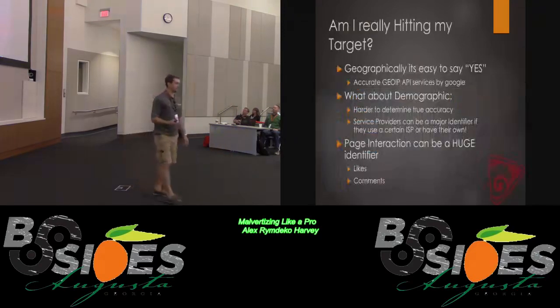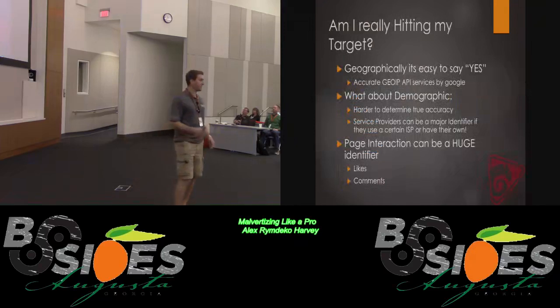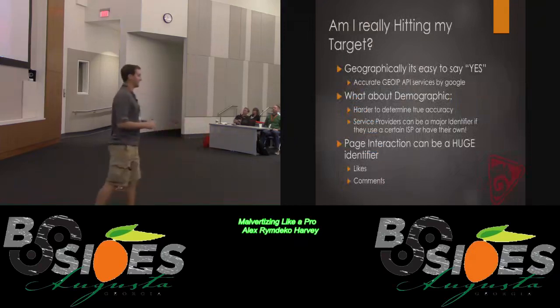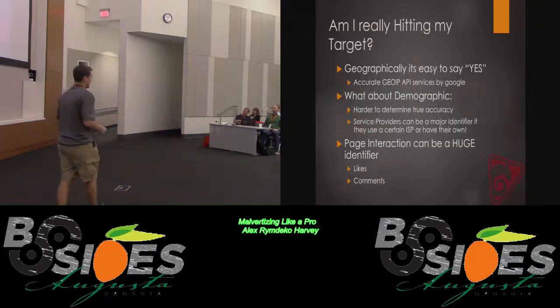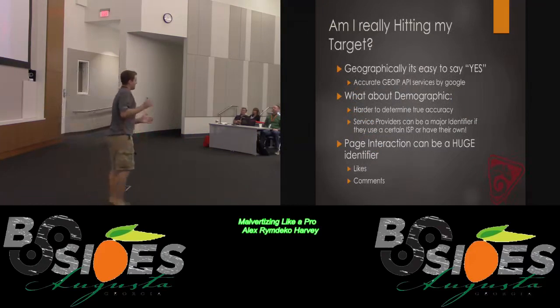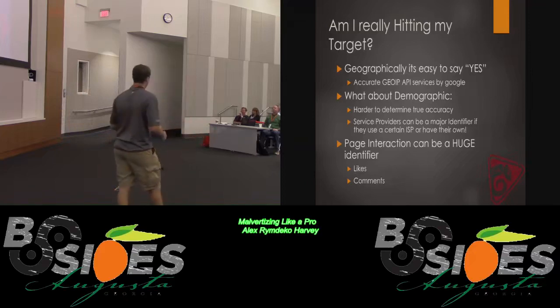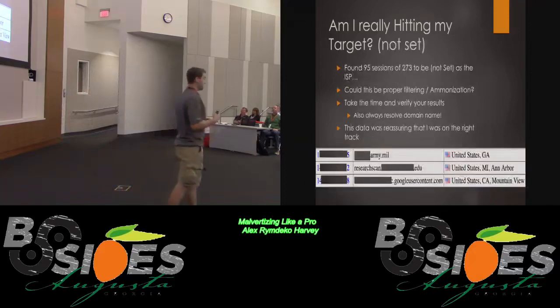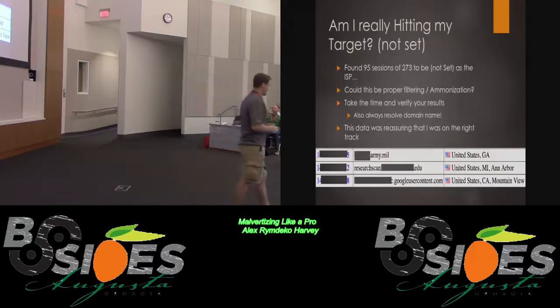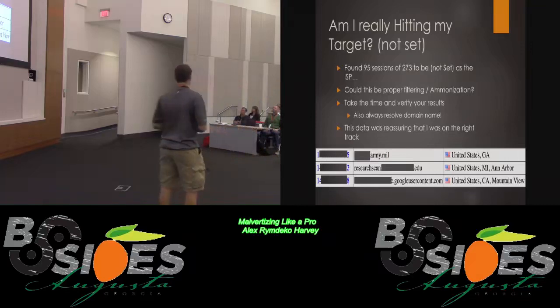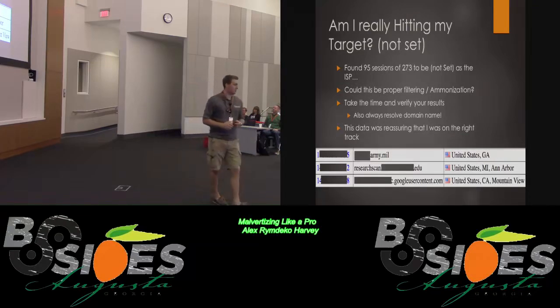So I really had to ask myself, am I hitting my target? Geographically, it's easy to say yes. But what about the demographics? Is it truly accurate? Am I really hitting the ISP, or is the ISP maybe anonymizing me? Some of the page interactions can be very helpful to see if you're actually hitting your target, and maybe some secondary research. Of those 95 sessions that were not set, I did some post-analysis and found out that they did resolve to some interesting domains. This could possibly be due to proper filtering or anonymization on Google's side. I don't actually know the answer to that.